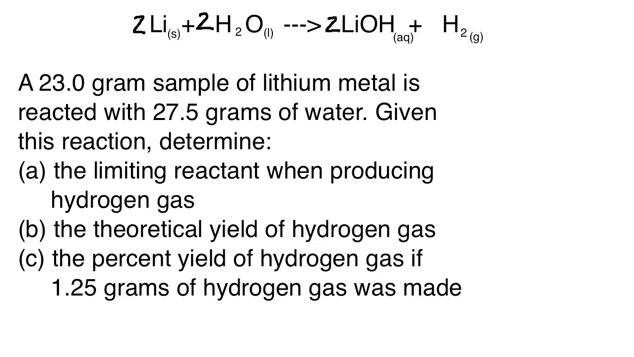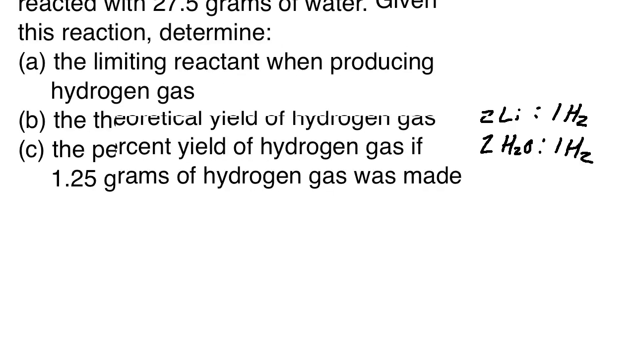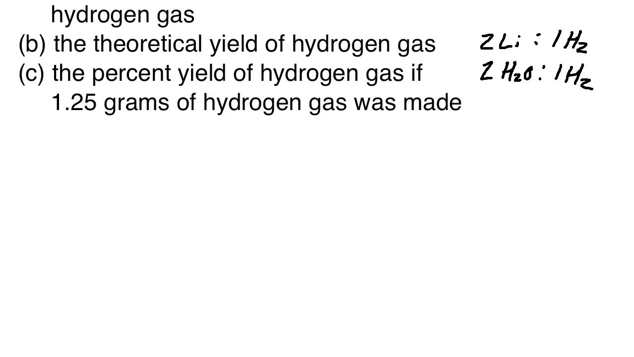And it's based on hydrogen gas. So what I want here are the molar ratios of each reactant to hydrogen gas. So I'm going to mark this down here because we're going to have to scroll down as we do the math. There are 2 lithiums for every 1 hydrogen gas. And there are 2 waters for every 1 hydrogen gas produced. So we want to keep these ratios in mind as we're working through the limiting reactant. So I've got that note there for myself.